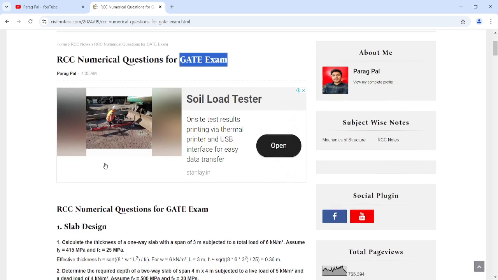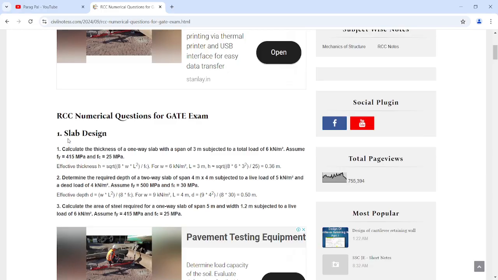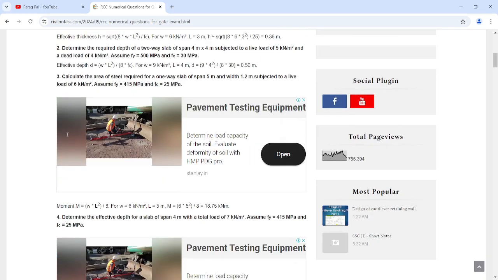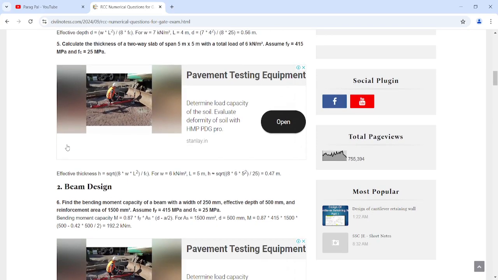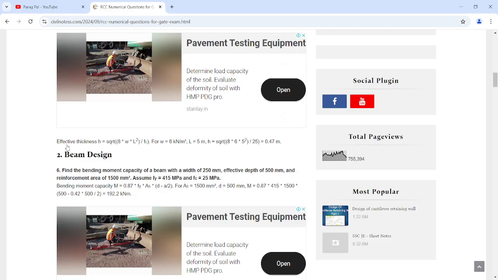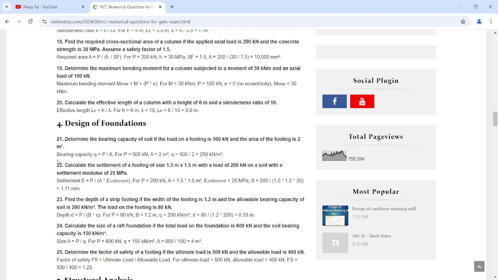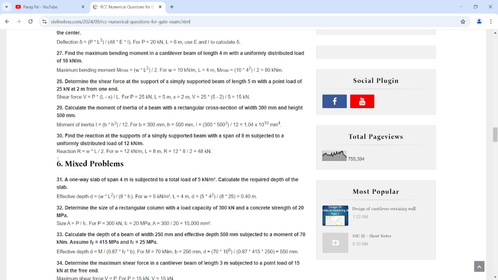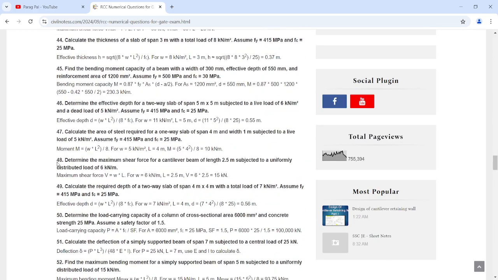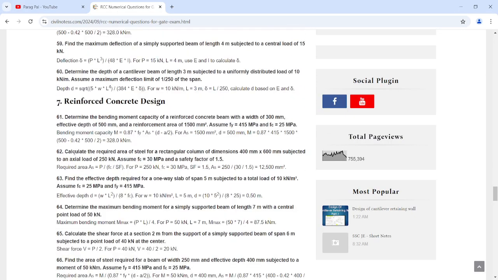Perfect. Now you can see I have created this page with lots of questions, lots of numericals with categorization of slab designing. Very short questions like the GATE examination questions, and how you can solve them on your fingertips with the formulas. That's my aim, to give you good hands-on practice. So beam designing, you can see, then column design, foundation design, structural analysis, mixed problems, and advanced reinforced cement concrete numericals too. I have also considered here.